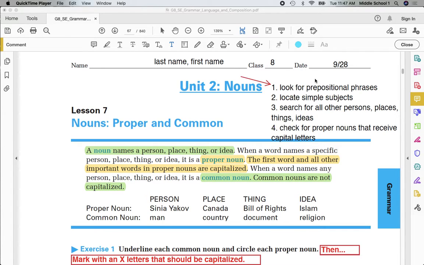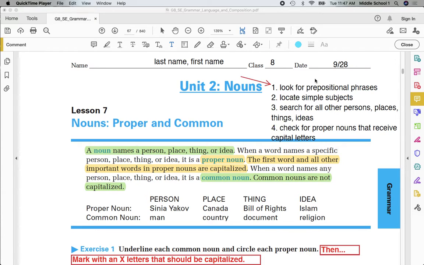There are 4 suggestions I have for you as we begin our review of nouns. You may care to write these on the top of your paper. Number 1, look for prepositional phrases. All objects of prepositions are going to be nouns. So where there's a prepositional phrase, there will be a noun.